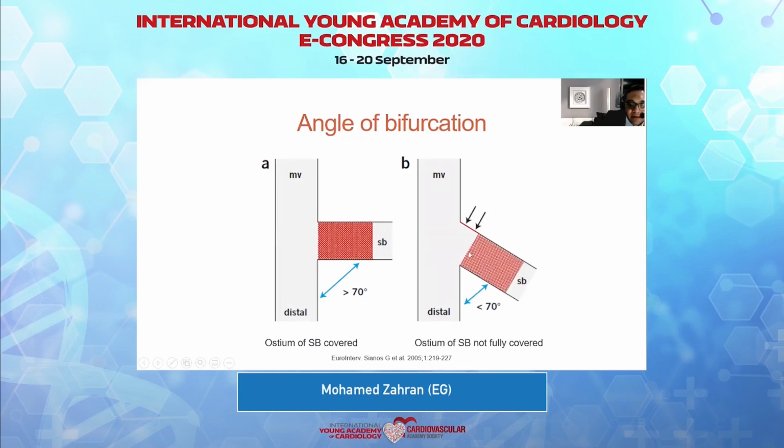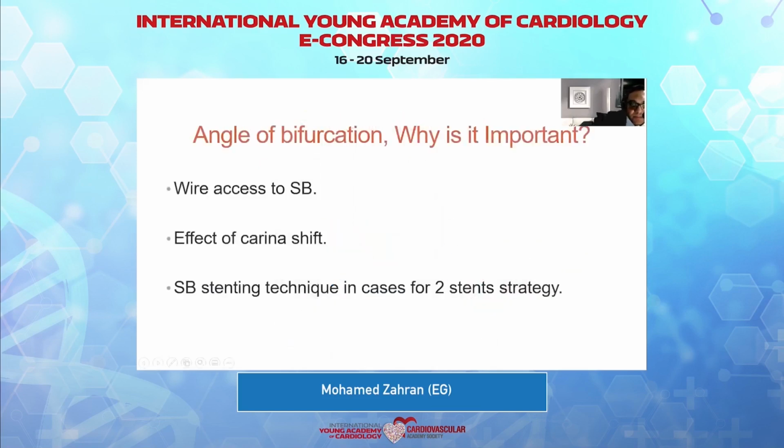But here, if the angle is less than 70 degrees, you will miss a part of the upper lip if you adjust it at the lower lip. And if you put this stent actually proximally up there and you try to cover here the upper lip, you will have a significant length of the stent protruding into this vessel here and causing flow obstruction.